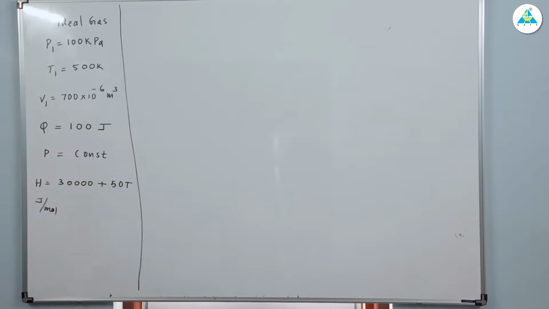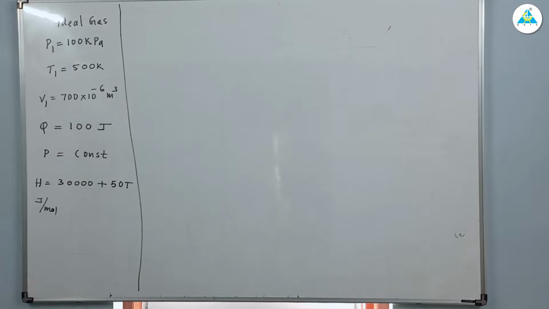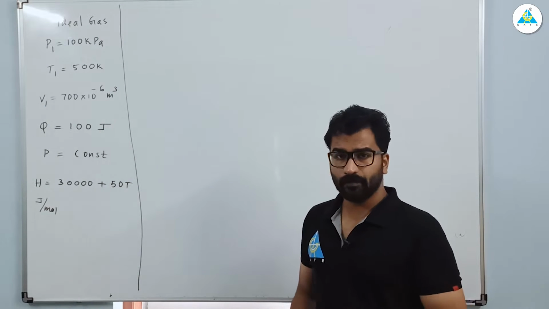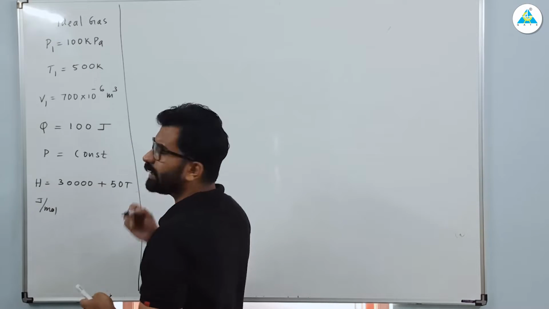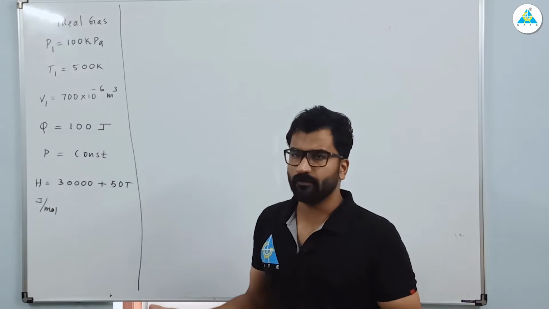Now the first question is, what is the final volume of the gas? V2. That is, initially your volume V1 is 700 into 10 power minus 6. Now what is the final volume? That is the question. So first of all, what will be the final volume? It's an ideal gas process, right? So for an ideal gas, how can we start the question?